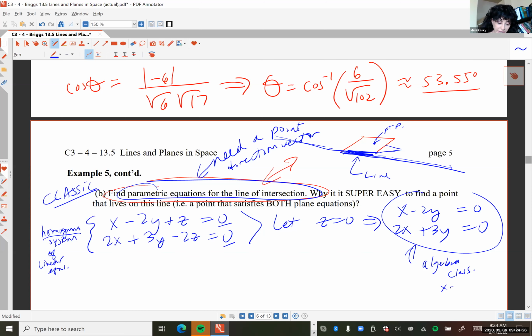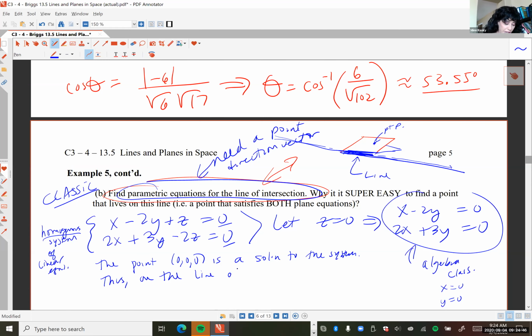The answer you get is x equals 0 and y equals 0 also. So what does that mean? The point 0, 0, 0 is a solution to the system, which further means that it's on the line of intersection. And that's the point that we're going to do business with. Cool. Now what? Well, we still don't have a direction vector.